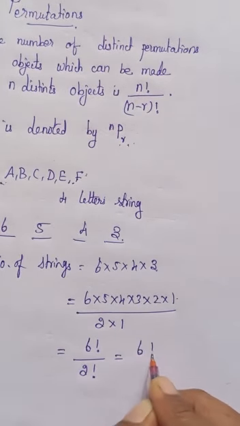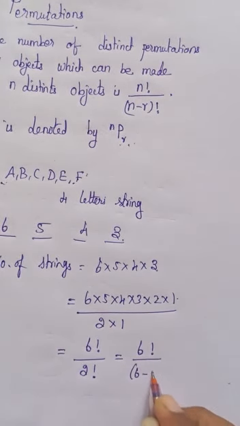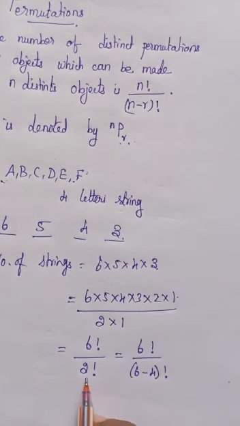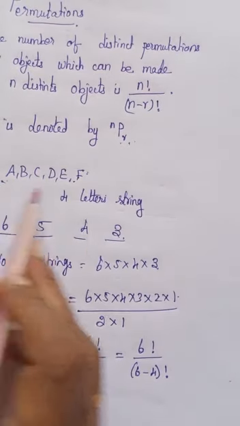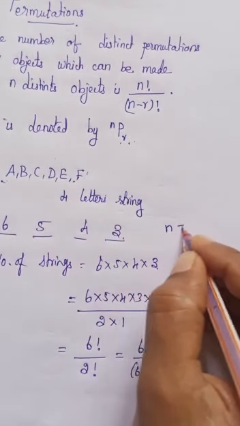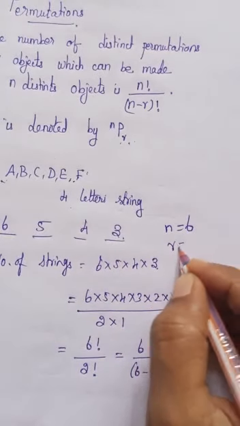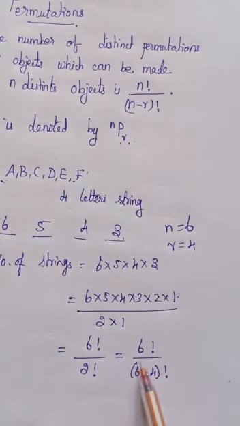Or this can be written as 6 factorial by 6 minus 4 factorial. 6 minus 4 is 2. So total number is 6, that is n is equal to 6. And you see we need 4, so I can take r equal to 4. So as per this, when we write, this is n factorial by n minus r factorial. From this only we have got this permutation formula. Okay, n factorial by n minus r factorial.